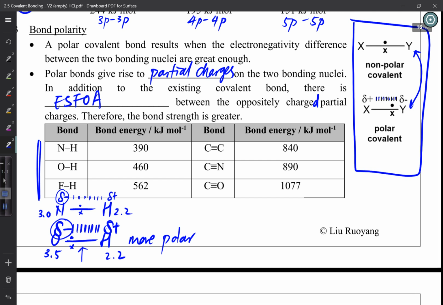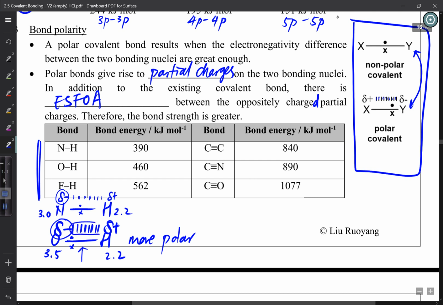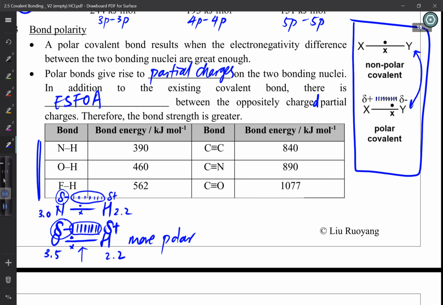So you can increase bond energy mainly because of this. This is stronger than this, correct? So if you add this attraction to the covalent bond, it is actually stronger than the first one, whereby you add this to a covalent bond. So these are three factors, alright? Bond order, orbital size, bond polarity.